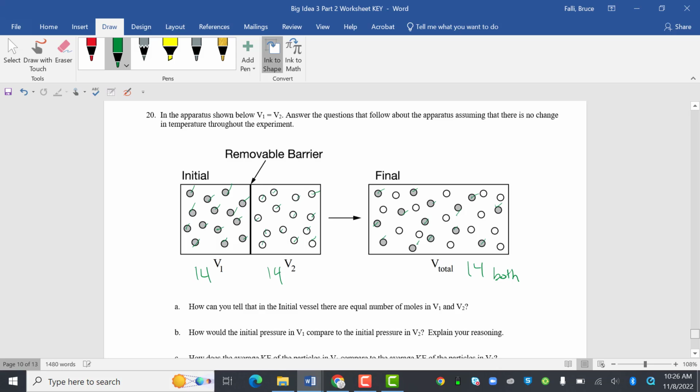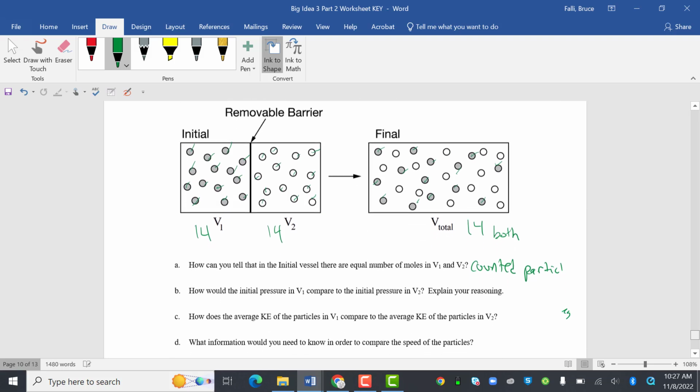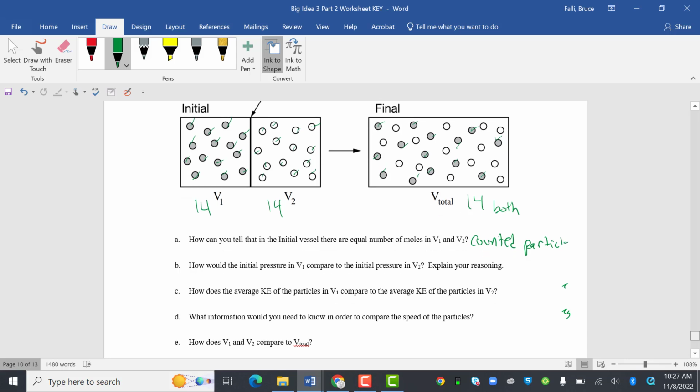Okay. How can you tell in the initial vessel there are an equal number of moles in V1 and V2? I counted them. How would the initial pressure in V1 compare to the initial pressure in V2? It would be the same. Equal moles equals equal pressure at the same T and V, which I said the volume was the same, and they said the temperature was the same. How does the average kinetic energy of the particles in V1 compare to the average kinetic energy of particles in V2? It's the same.